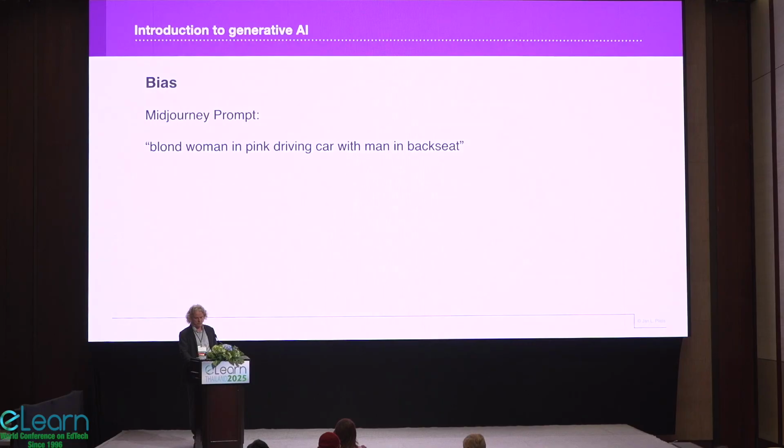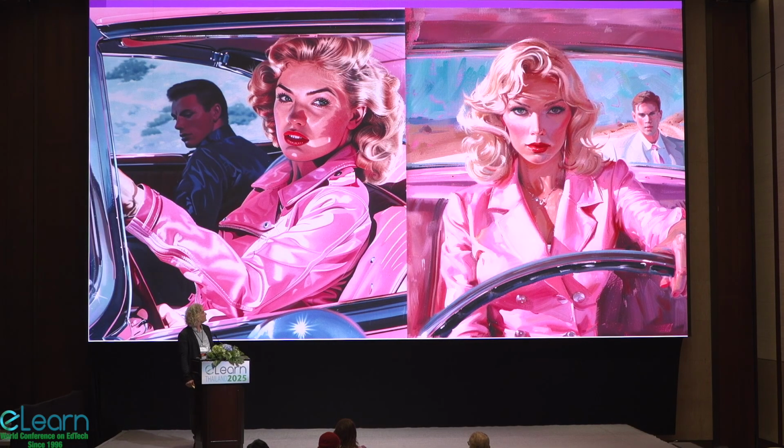This is another one with Midjourney. My favorite part is that he turns his back to her. So that's the back seat kind of part, or he's all the way behind the car. But we can't get the man into the back seat. Now, why is all of that? It's not because the system is biased. It's because the corpus of data it pulled from is biased.